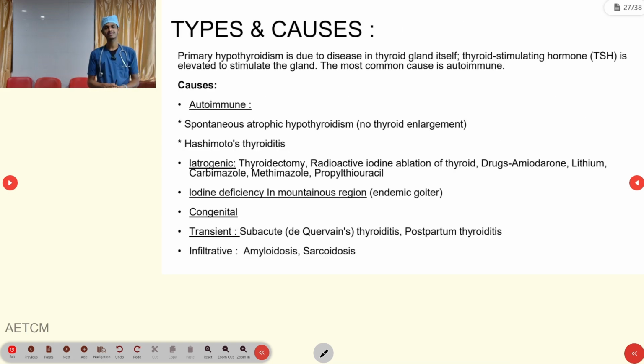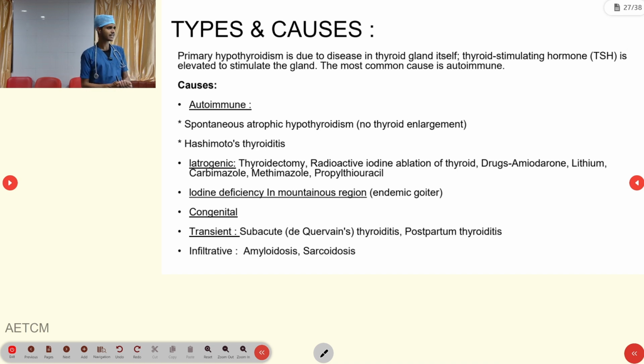Mainly we have two types, primary hypothyroidism and secondary hypothyroidism. Primary hypothyroidism means the problem is primarily in your thyroid gland itself, so the pathology is in the thyroid. Secondary means extra-thyroid causes, where you have intact thyroid function, but there is a problem in either the pituitary gland or the hypothalamus. Those come under secondary and primary. In primary, there is a problem in your thyroid itself.